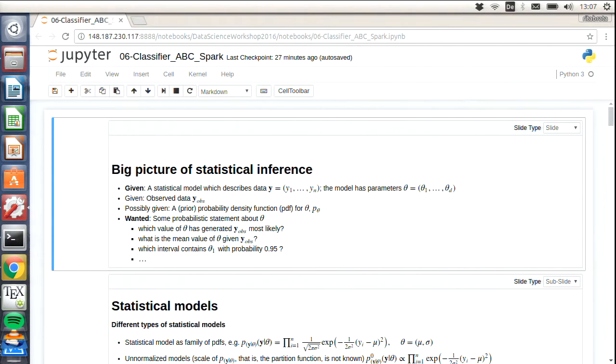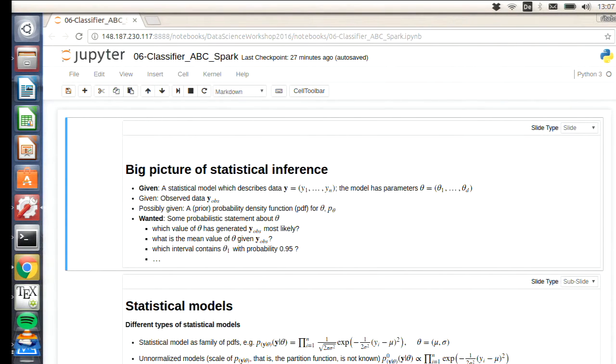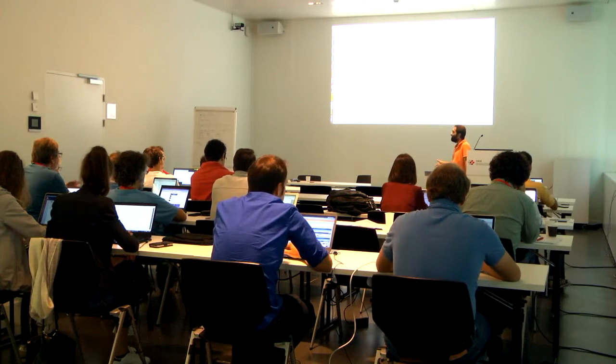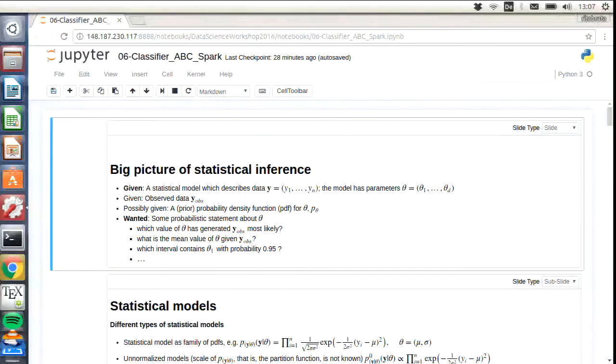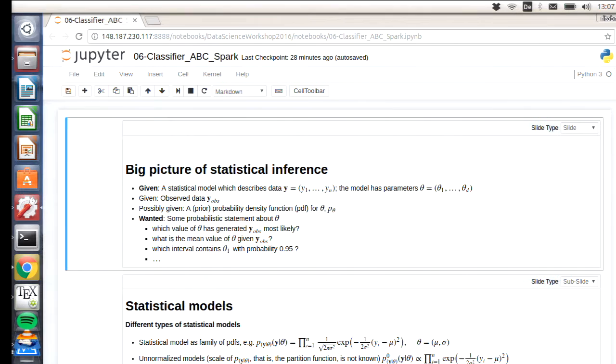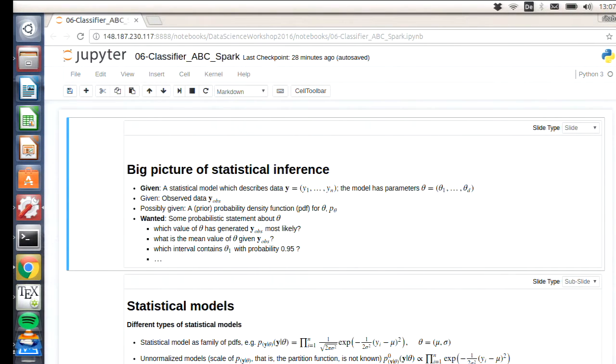So the first thing is what we do in statistical inference. In statistical inference, we have a data set. The data set has some observations, normally n many observations, so we have y1, y2 to yn. Then we assume that the data has been simulated from a model. The model is defined with some parameters, theta, having d many parameters, theta 1 to theta d. And then we have observed data, which we call y-obs, which will have n many observations.